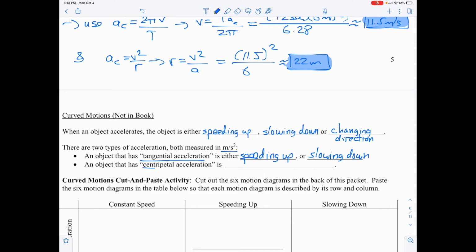Centripetal, center pointing, is where the word is derived, meaning the acceleration points to the center. An object that has centripetal acceleration is changing direction. Specifically, the object is curving in a circle. Curving in a circle or part of a circle, for that matter.